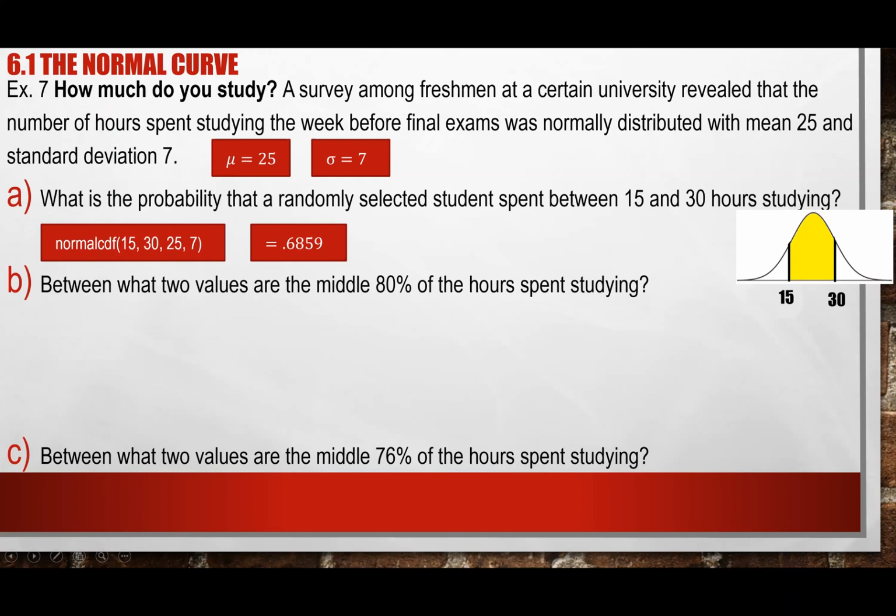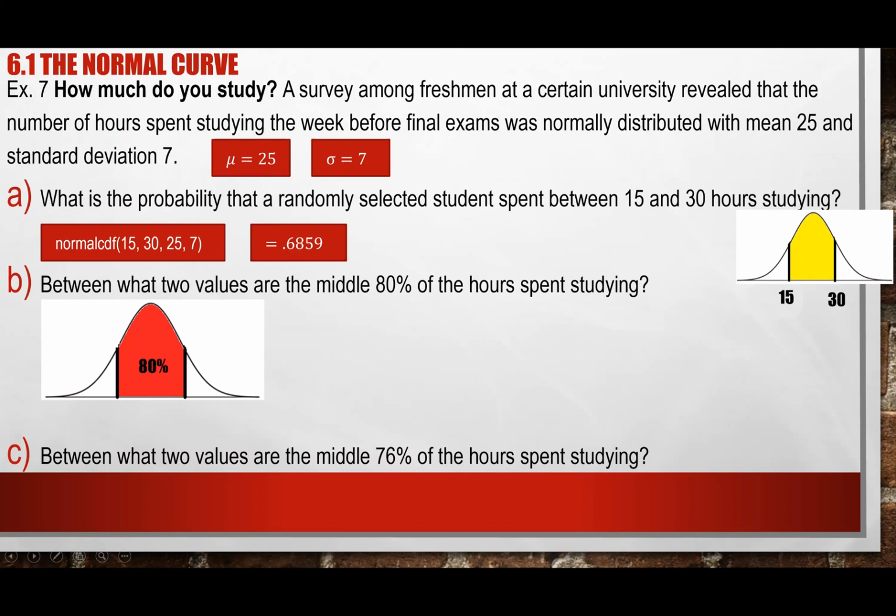We need to know between what two hours, the middle 80%. They ask for this item right in the middle, smack in the middle, at 80%. I want to know what two values are considered the middle of the pack, the middle 80% of this population. Between 15 and 30 is only 68%, or 69% to round it up. So the previous problem covers only 69%. Now this one is the middle 80%.